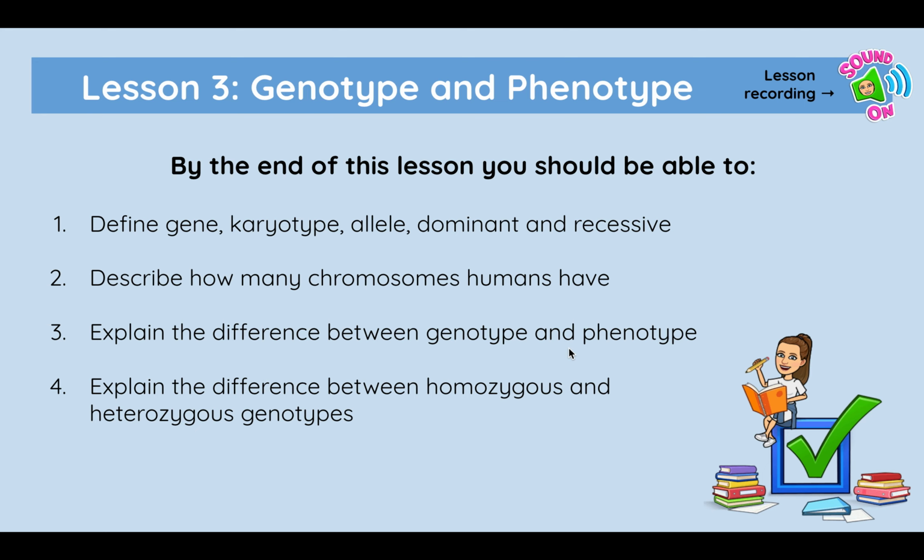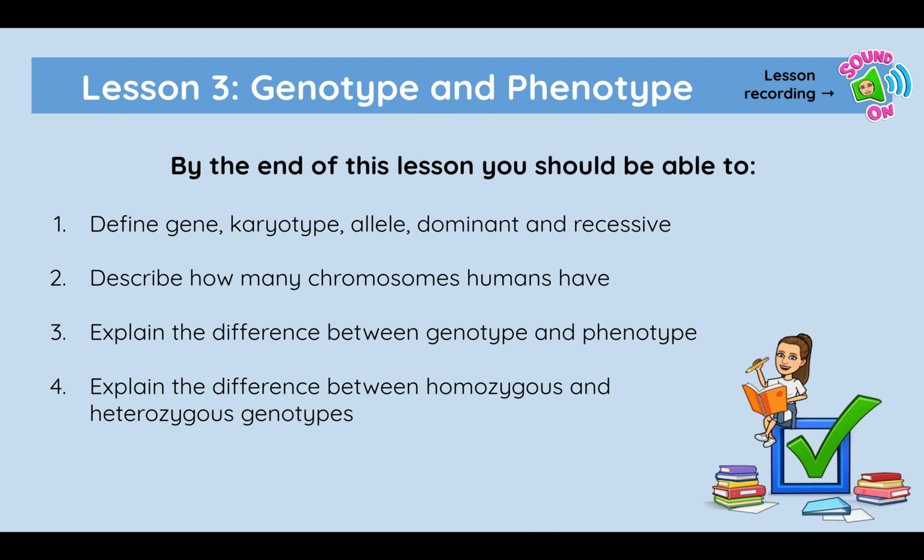Hi team, welcome to lesson 3, genotype and phenotype of 1.9 genetics for level 1 science. Today we're going to learn about genes, karyotypes, alleles, and what dominant and recessive mean.